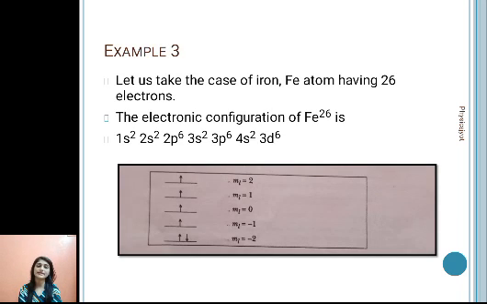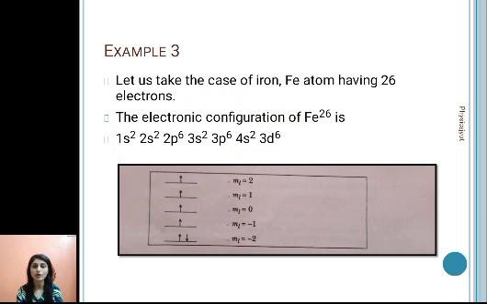Now let us take the example of iron. In Fe, atomic number is 26. We have 26 electrons, and if we write the electronic configuration of iron, we can write as 1s2, 2s2, 2p6, 3s2, 3p6, 4s2, 3d6. Now all these are the closed shells because they are filled to their maximum capacity. Now here I have 3d6.